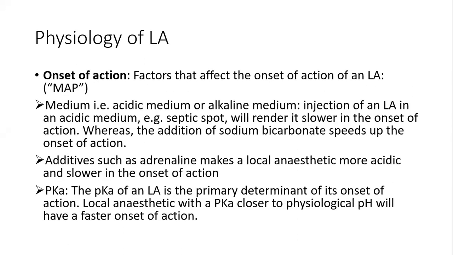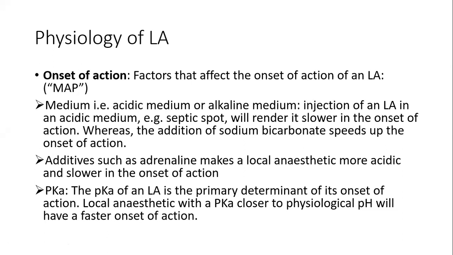The onset of action is also determined by some factors, which are called MAP. The medium in which the local anesthetic agent is being injected. If you inject the local anesthetic agent into an acidic medium, for instance, a septic spot, it will slow down the onset of action. But if you add bicarbonate, making it more alkaline, the onset of action of the local anesthetic agent is enhanced. Additives such as adrenaline make the local anesthetic more acidic and it slows down the onset of action.